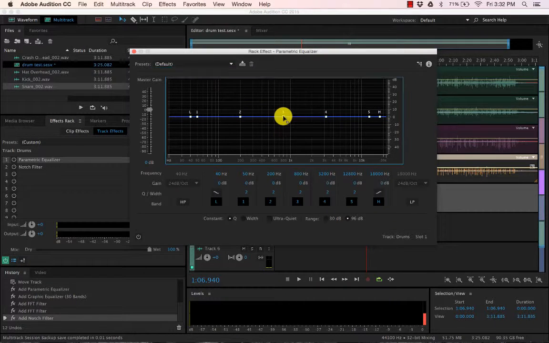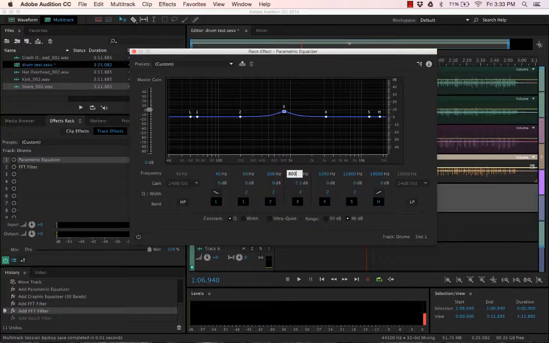Let's say this is 800 hertz and we want it to go up 12 decibels. Right now the Q is set at 2, which is just referring to how wide this thing is. The lower the number, the wider it's going to be.